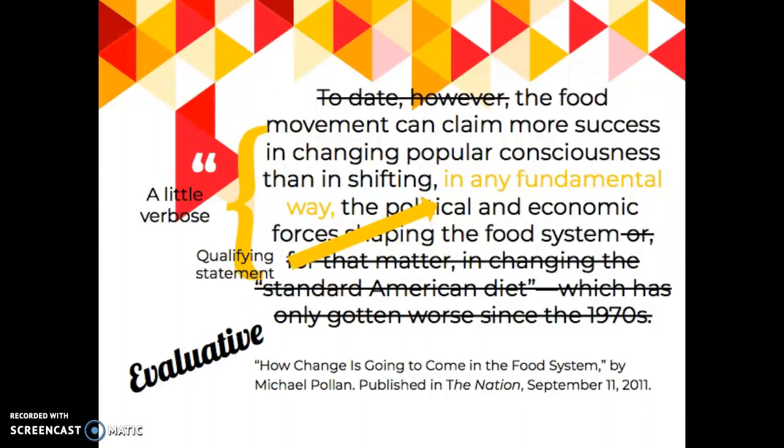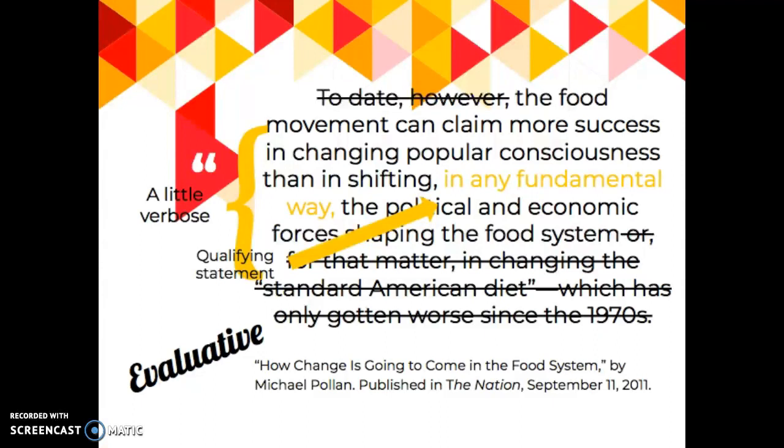While that might be fine for an op-ed, if this was a college essay, these aspects could perhaps work better before or after the thesis statement, but not in the thesis statement, to keep the statement itself more concise. Pollan does use a clear qualifying statement, which is right here. The food movement hasn't made any fundamental changes, meaning perhaps there have been some nominal changes, but nothing in any fundamental way. And what would you expect to see follow it?